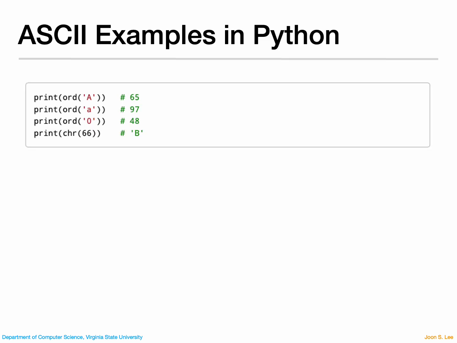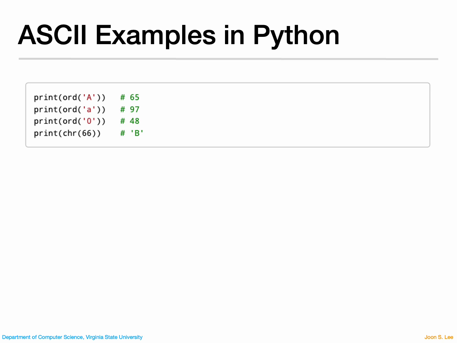Here we see some examples of how Python lets us work with ASCII values using the two functions. ord('A') returns 65, which is the ASCII code for uppercase A. ord('a') returns 97, which is the ASCII code for lowercase a. ord('0') returns 48, which is the ASCII value for the digit 0.